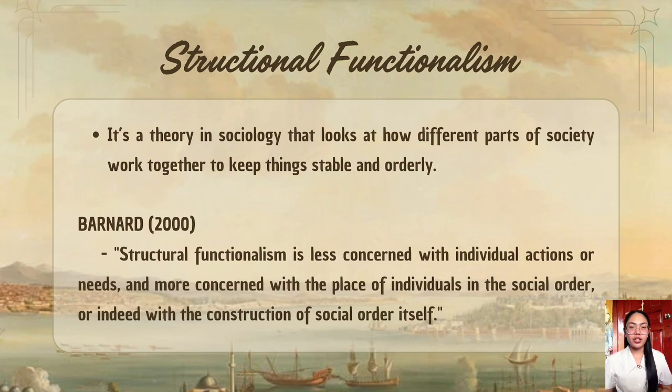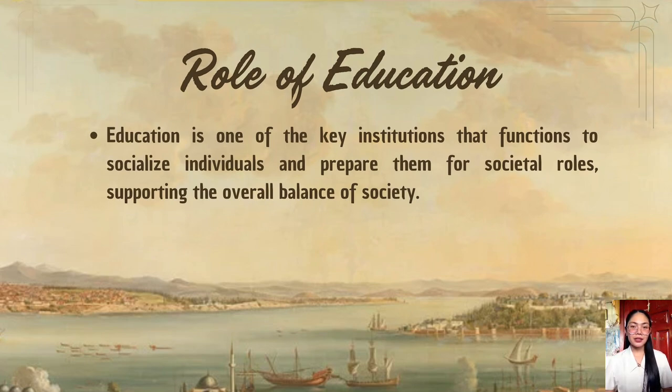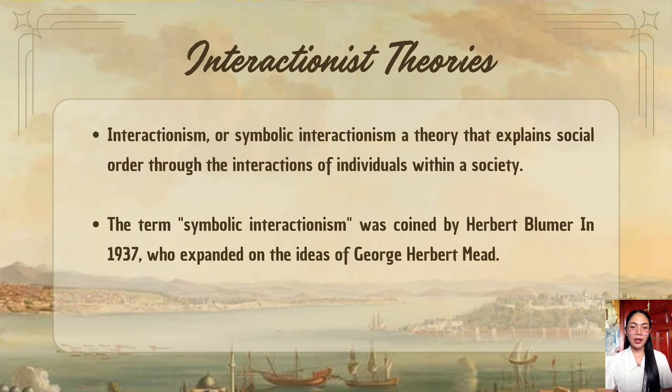So lastly is the role in education. According to the editors of Encyclopedia Britannica, education is one of the key institutions that function to socialize individuals and prepare them for societal roles, supporting the overall balance of society. So next are the interactionist theories. In this part, we tackle what is interactionist theory, developmental theory, and the relevance to education.